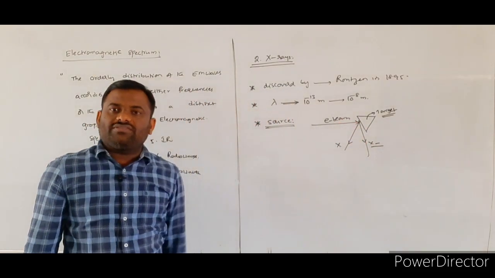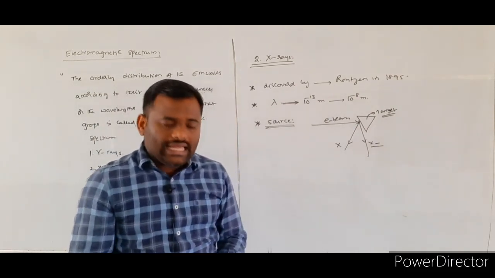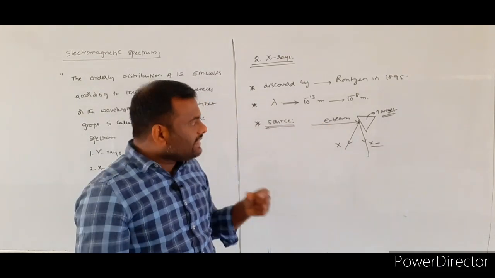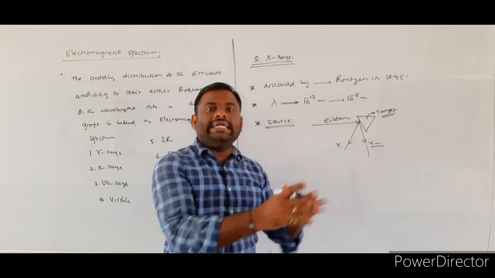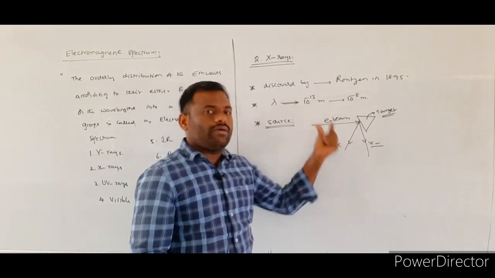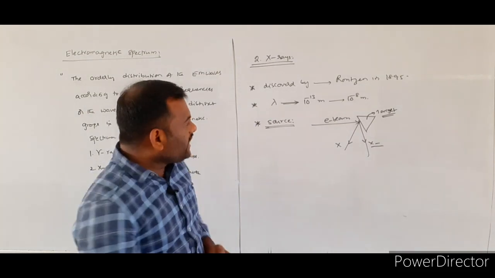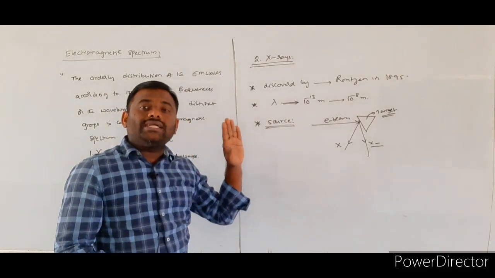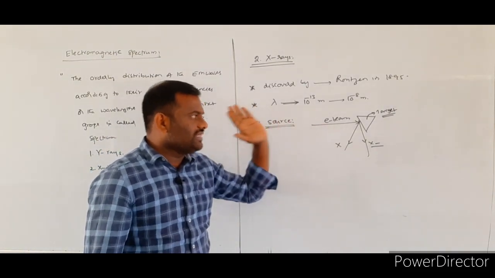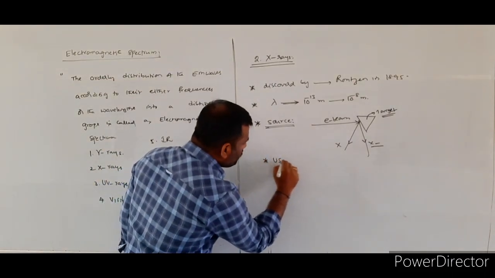So what is the source of the X-rays? Whenever a high energetic electron beam is incident on the target metals, at that instant different rays are scattered in different directions. In that case these X-rays are produced. So this is the source to generate the X-rays. Whenever a high energetic electron beam is incident on the target metals, X-rays will be produced.